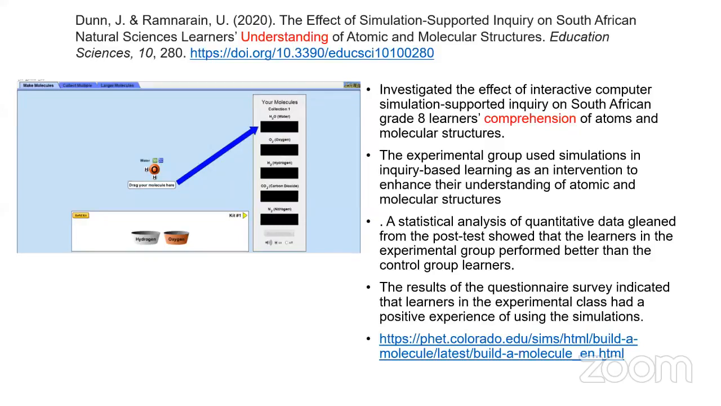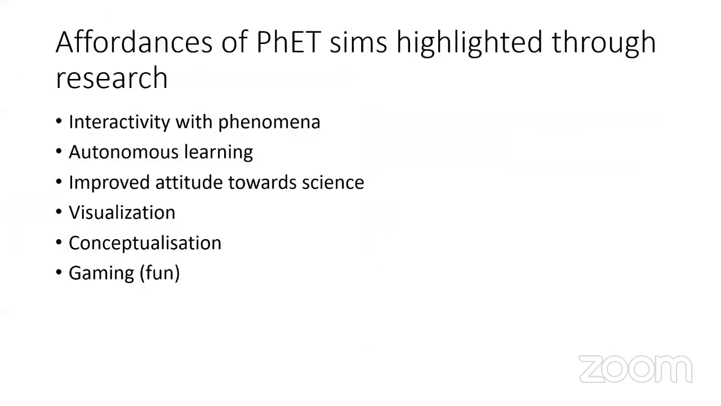So from these 4 studies, what is it that we can learn? How can we summarize this? It can be summarized in the following way. I call them affordances of PhET simulation. Firstly, it enables interactivity with phenomena. Learners, students are able to manipulate things around. Autonomous learning is something else which was quite key to emerge. The learners were able to engage with the PhET simulation at their own pace.